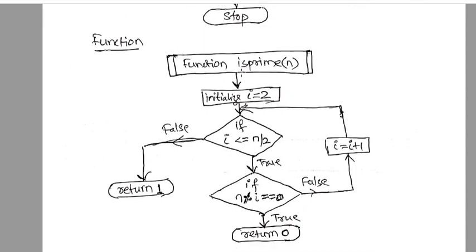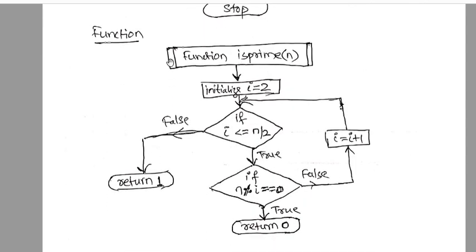The main function will have start and stop. The function will have the function block and return. It ends with a return, and when it is returning, either it can return a value or it can just return the control. Some programs are void. In that case, the function will not return any value, but it will just return the control back.